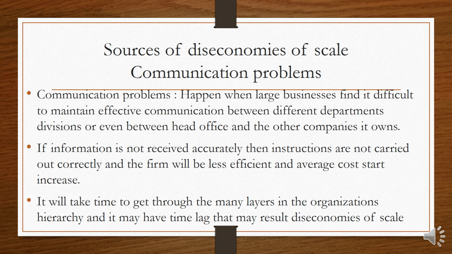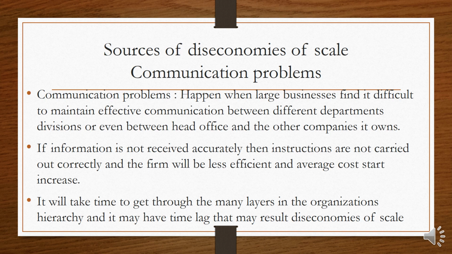The central management or a strategic management team will send the instruction to the companies, but that may not be carried out effectively through all the branches. So automatically what will happen? The instruction is not carried out correctly, then the firm will be less efficient and average cost starts increasing. It will take time to get through many layers of the organization hierarchy and may have a time lag that may result in diseconomies of scale.